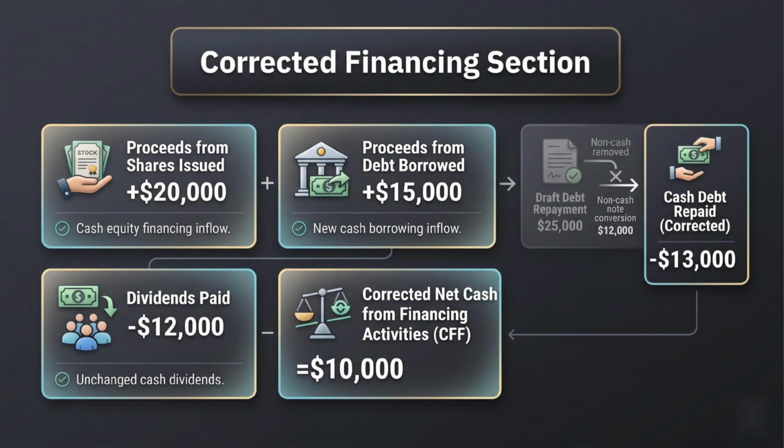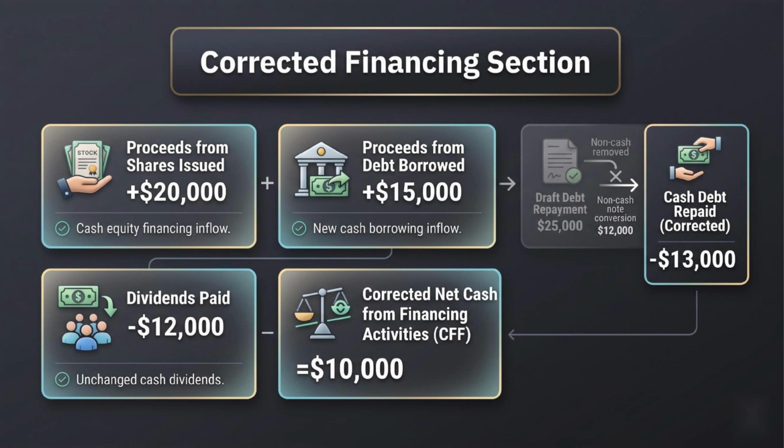Shares issued remain a $20,000 financing inflow. Debt borrowed remains a $15,000 financing inflow. Dividends paid remain a $12,000 financing outflow. The draft debt repayment of $25,000 is corrected by removing the $12,000 non-cash note conversion, leaving $13,000 of actual cash debt repayment. Now the corrected net cash from financing activities is $10,000.